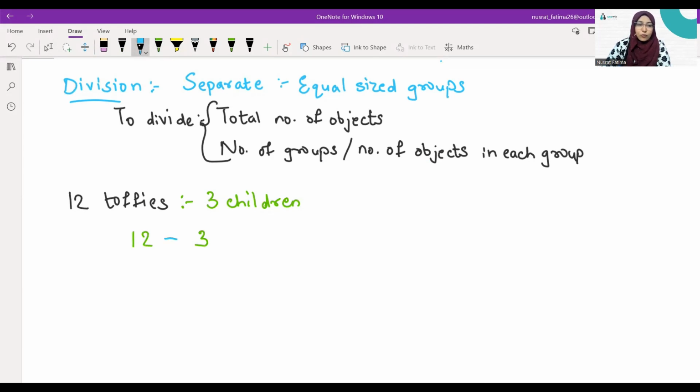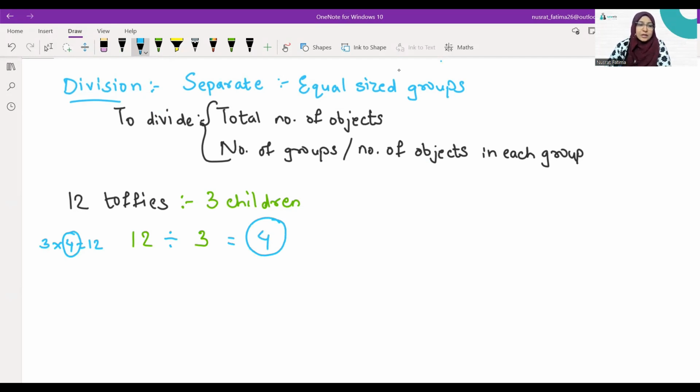This is the symbol for division. I have 12 toffees, I'm going to divide them among 3 children. So for this also, again, I need to be good at multiplication tables. I know 3 times 4 gives me 12, or 4 times 3 gives me 12. So when I divide 12 by 3, I'm going to get 4, because 3 when multiplied by 4 gives me 12. So each child will get 4 toffees.